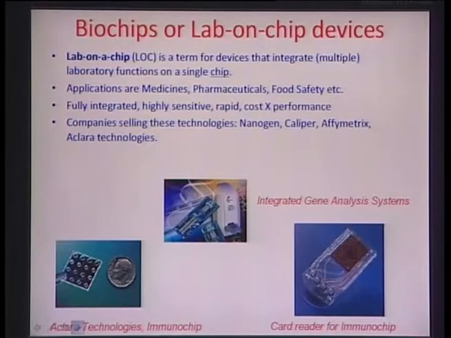So again, we have been talking about lab on chip devices. I guess you have a fairly good idea about what biochips are. So let me just definitionally outline what this technology is all about. So lab on chip is a term for devices that integrate multiple laboratory functions on a single chip. So very obvious, the definition is that you have several functions in a laboratory which are integrated together to do some detection. So lab on chip is something that brings all these functions to a very small single chip.